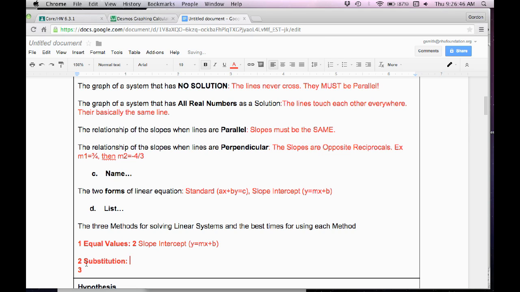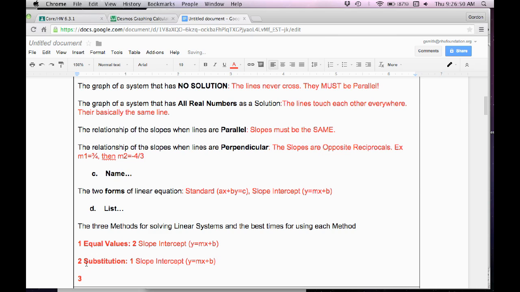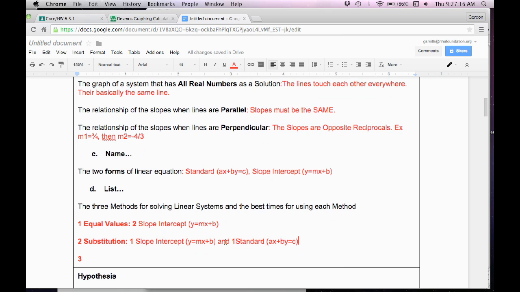Okay. Second, there's substitution. And you'll do that when you have one slope-intercept and one standard. And we remember this because when you have one slope-intercept, you can take the expression that is equal to the y, and you can replace the y in the standard with that expression. So like it would be ax plus mx plus b equals c. And yeah, that works pretty well.